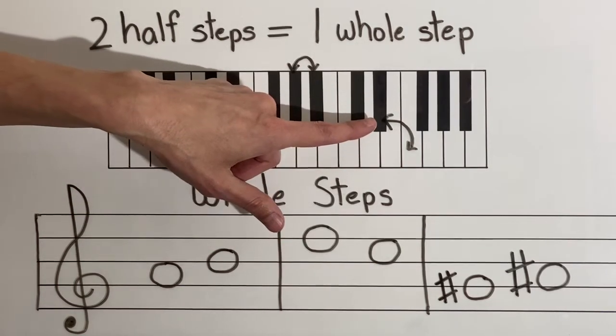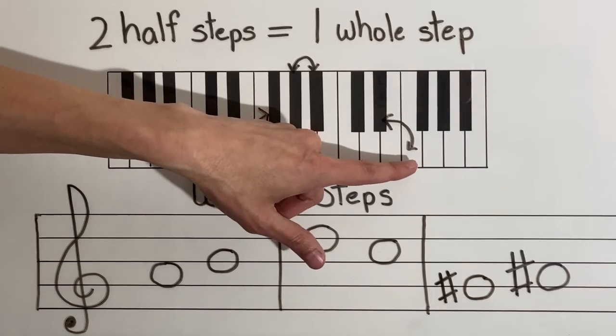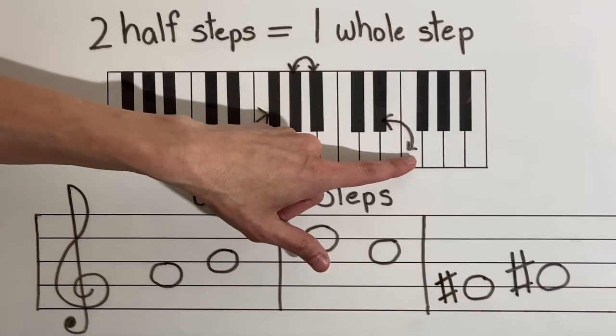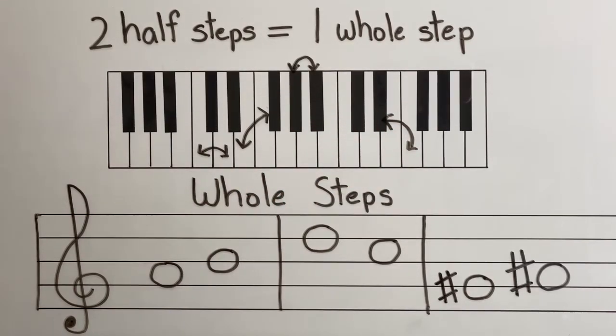If I start on this black key and I go black key to white key, that's a half step. White key to another white key, that's another half step. These half steps are right next to each other. So this note, F, down to this E flat, that is going to be another whole step. When we come down to the musical staff, we're going to talk about some whole steps and half steps.